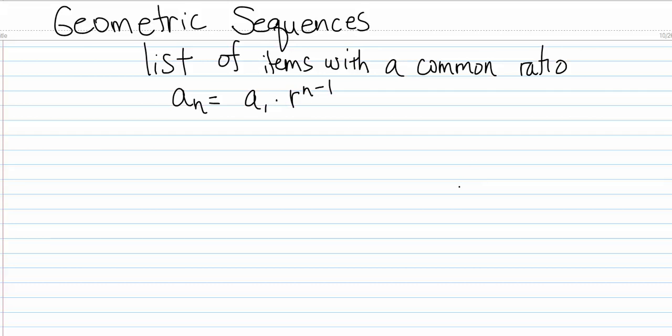So let's say we have a common ratio that's not necessarily a whole number. We didn't do that with any of our arithmetic sequences. So let's say that our first term is 128. Our common ratio is a half. And we want to find, let's find the 10th number in the list.